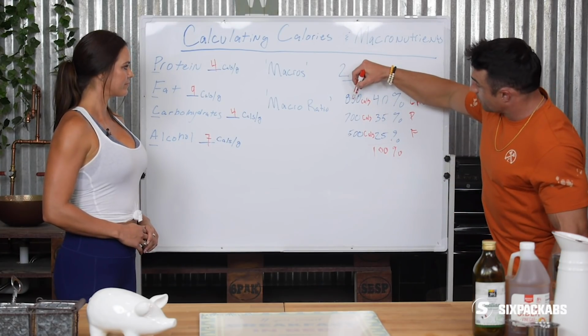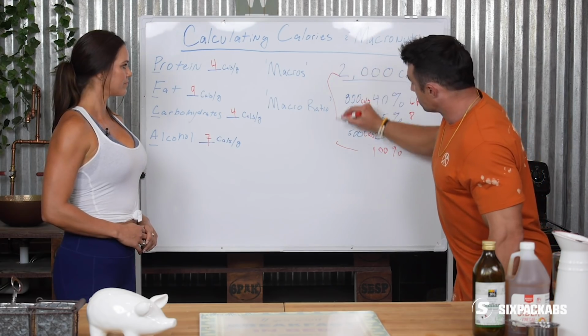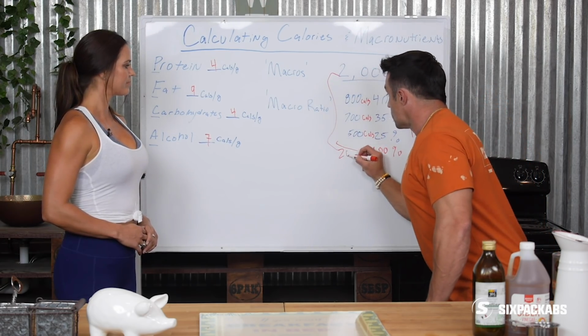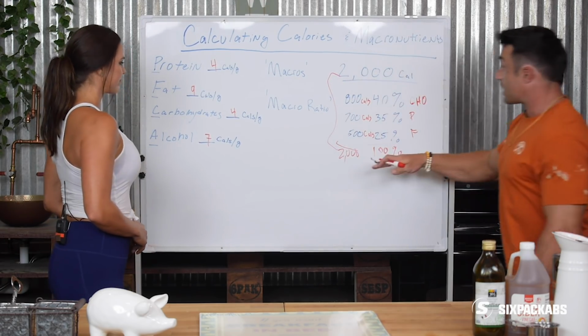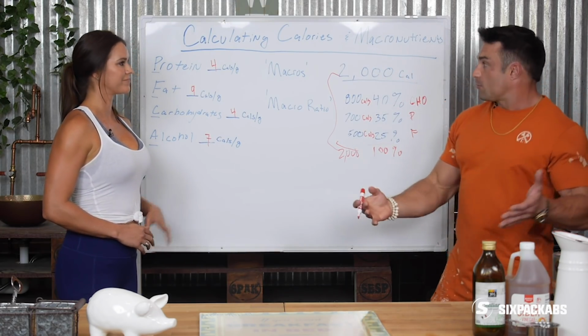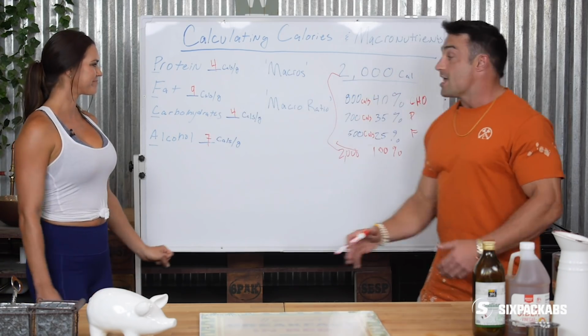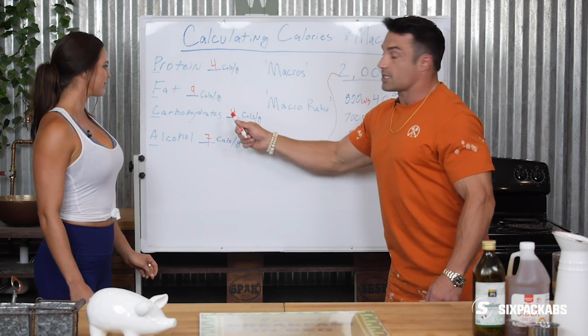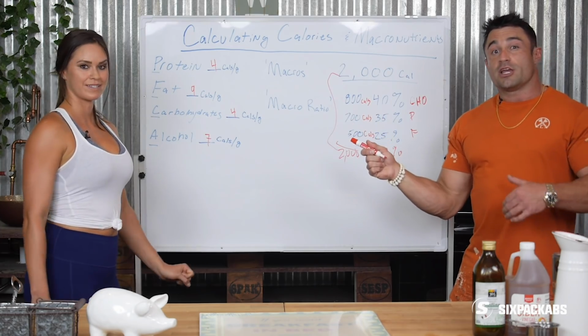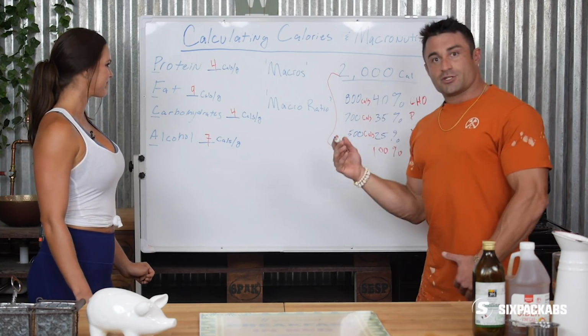So if you were to add up 800 plus 700 plus 500, you get 2,000. So you know your ratios are correct. You know it totals up correct. Now, how many grams? How many grams of protein? How many grams of fat? How many grams of carbohydrates? That's where these numbers come into play, and that's why these numbers are very important, and you should engrave them in your brain. So all you need to do is a little division.